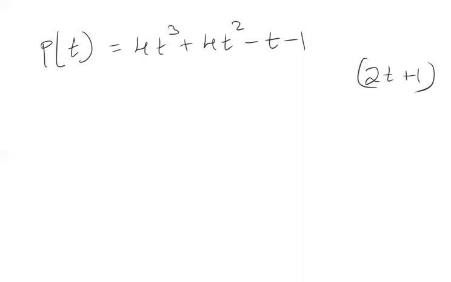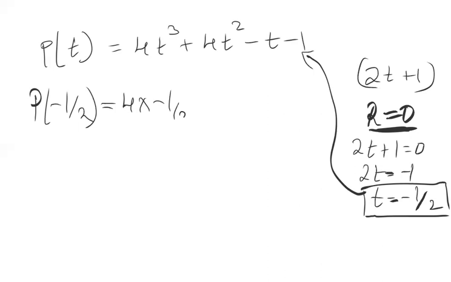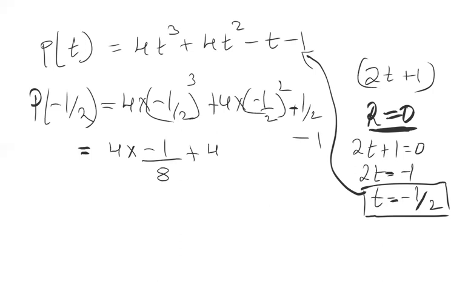All right, so how will this be a multiple? If the remainder I get is equal to 0, then it will be a multiple, then it will be a factor. So what did I tell you first? 2t plus 1 equals 0, 2t equals minus 1, t equals minus 1 by 2. All right, now just simply put t's value here. This is so simple. So p of minus 1 by 2 is 4 into minus 1 by 2 cube plus 4 into minus 1 by 2 square plus 1 by 2, because minus minus, yeah, minus 1. So I will get 4 into minus 1 by 8 plus 4 into 1 by 4 minus half.